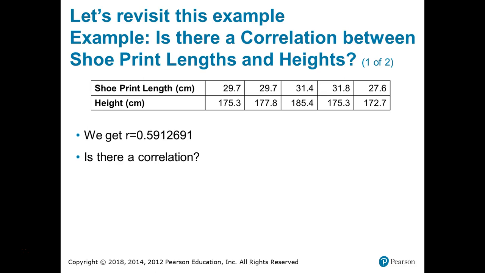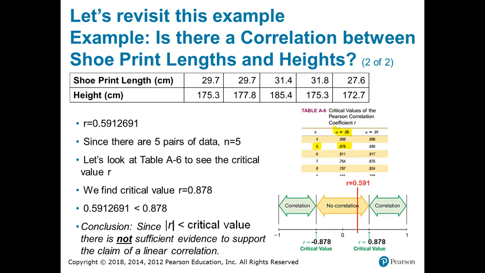Is there a correlation between shoe print lengths and heights? Okay, we already determined that we have an r value of 0.5912691. Is there a correlation? We said that we weren't sure. It's kind of in between. Since there are 5 pairs of data, we are going to say that n equals 5. So let's look at Table A6 to see the critical value of r. I told you that we're only dealing with an alpha of 0.05. So with an alpha of 0.05 and an n value of 5, boom, boom, boom, play some Battleship, and we have a critical r value of 0.878.